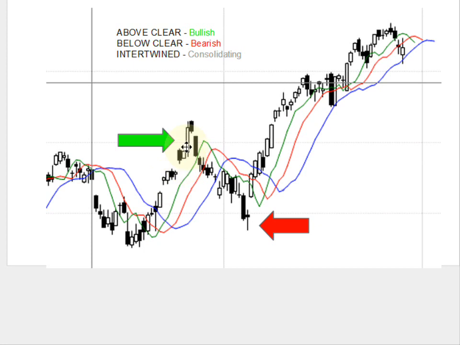When the stock price is above and clear of the breakout bands, the stock is in a bullish move. When the stock price is clear and below the breakout bands, the stock is in a bearish move. And when the stock price bars are intertwined within the breakout bands, we're in a consolidation mode.